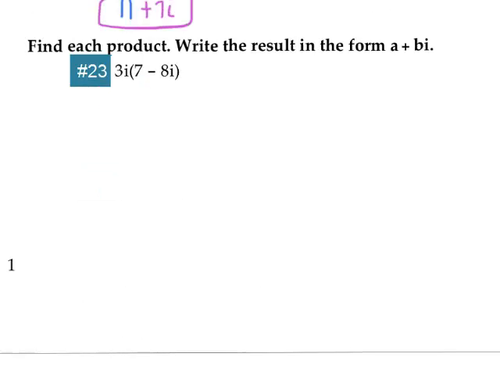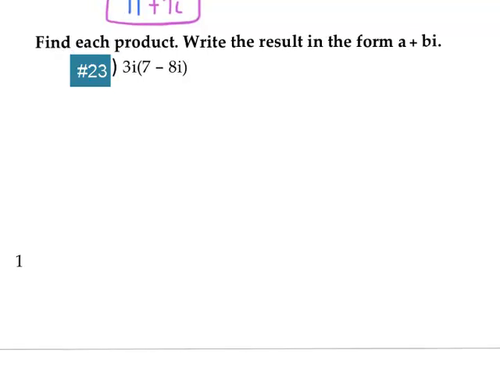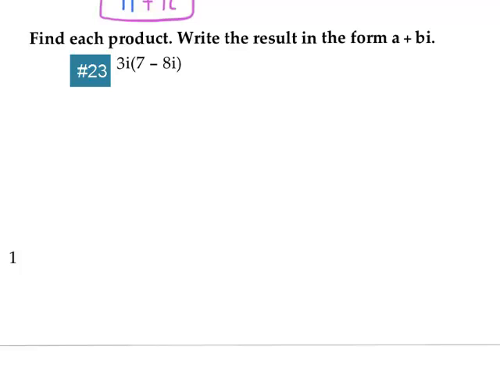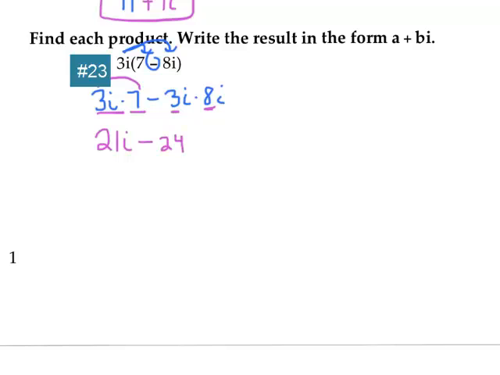Find each product. Write the result in the form a plus bi. Product means multiply, and if you look at this, hopefully you see that it's multiplication. We're going to distribute the 3i. So what we're saying is 3i times 7 minus 3i times 8i. The minus in the middle is because of this minus in the middle. So 3i times 7, I'm going to do 3 times 7 and get 21i. And then here I'm going to do 3 times 8, which is 24. That minus sign in the middle stays there.